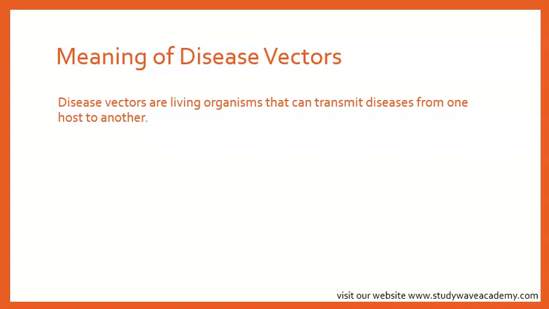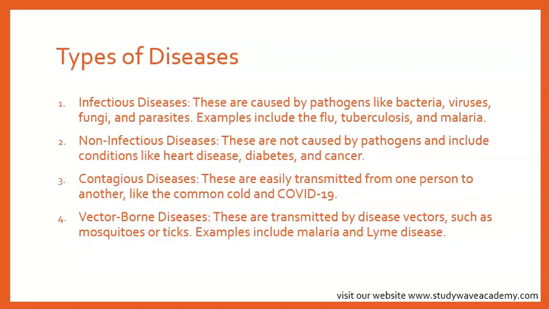Good. So we're going to be looking at types of diseases. Diseases can be classified into different categories, okay? We have infectious diseases. These are caused by pathogens like bacteria, viruses, fungi, and parasites. Examples include the flu, tuberculosis, and malaria. These are caused by tiny germs like bacteria or viruses. They can make you sick.